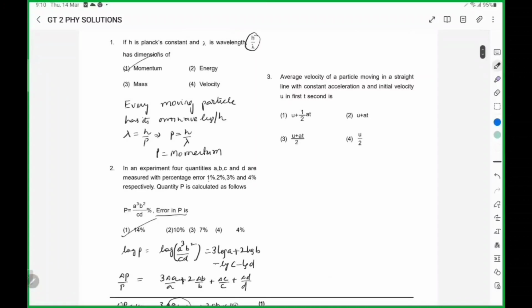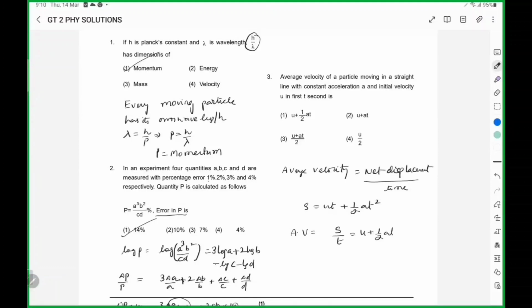Here, average velocity is net displacement by time. It's moving in a straight line with a constant acceleration, then displacement is ut plus half at square. So average velocity will be displacement by time, half ut.